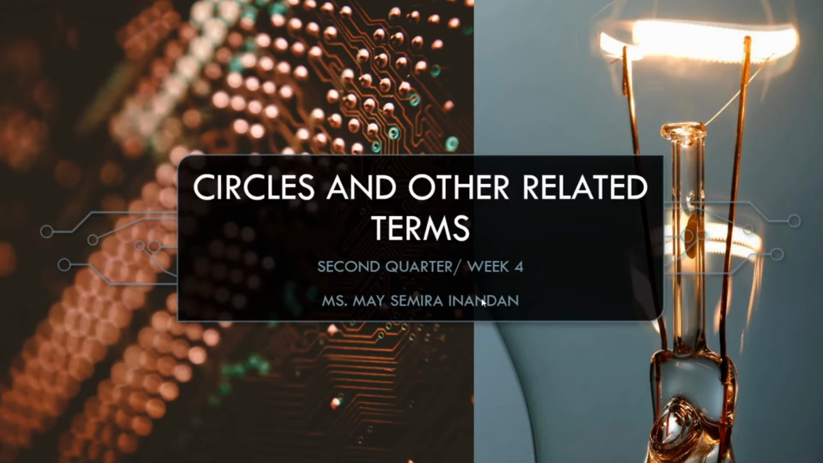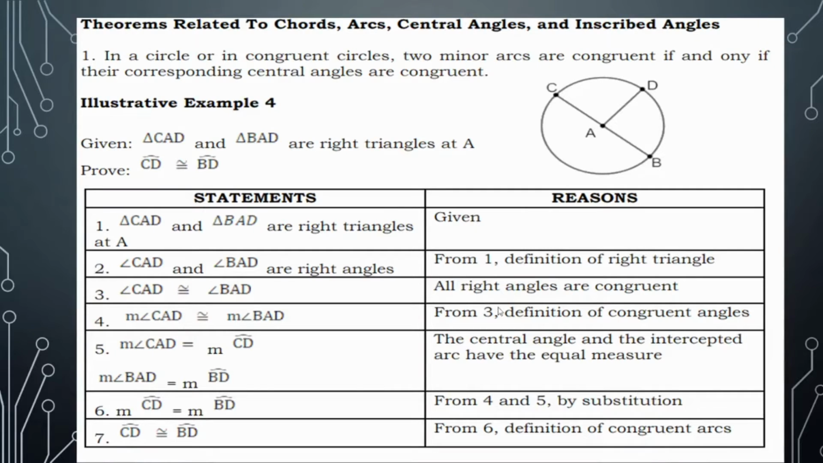For this week, let's have circles and other related terms for our week number 4. Let's have the theorems related to chords, arcs, central angles, and inscribed angles. In a circle or in congruent circles, two minor arcs are said to be congruent if and only if their corresponding central angles are congruent.